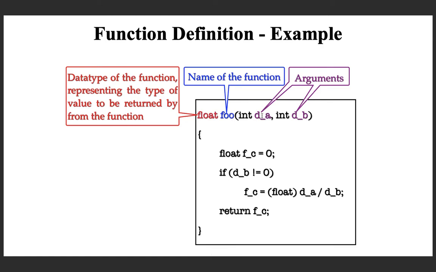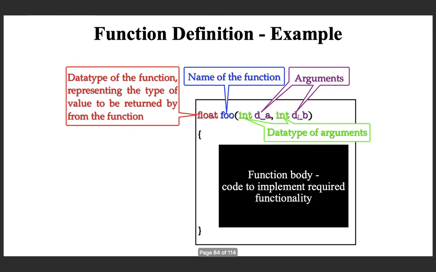Then a finite set of arguments separated by comma within parentheses. And each argument is having a data type associated with it. Here it's int for both, and the data type followed by the identifier representing the argument. That's it. Then it follows the function body. Within curly braces is a compound statement defining the required functionality or code to implement the required functionality.